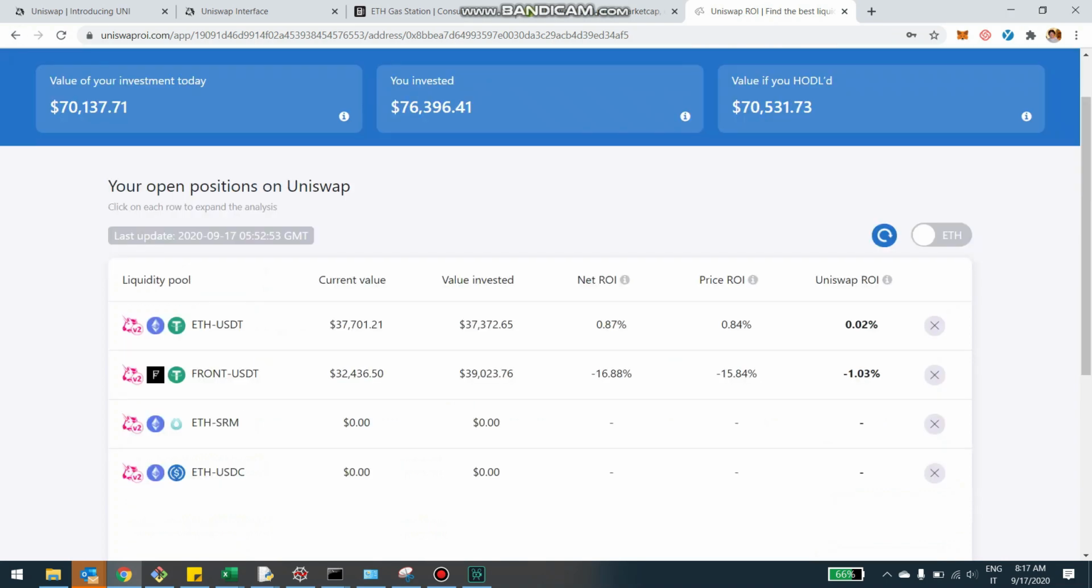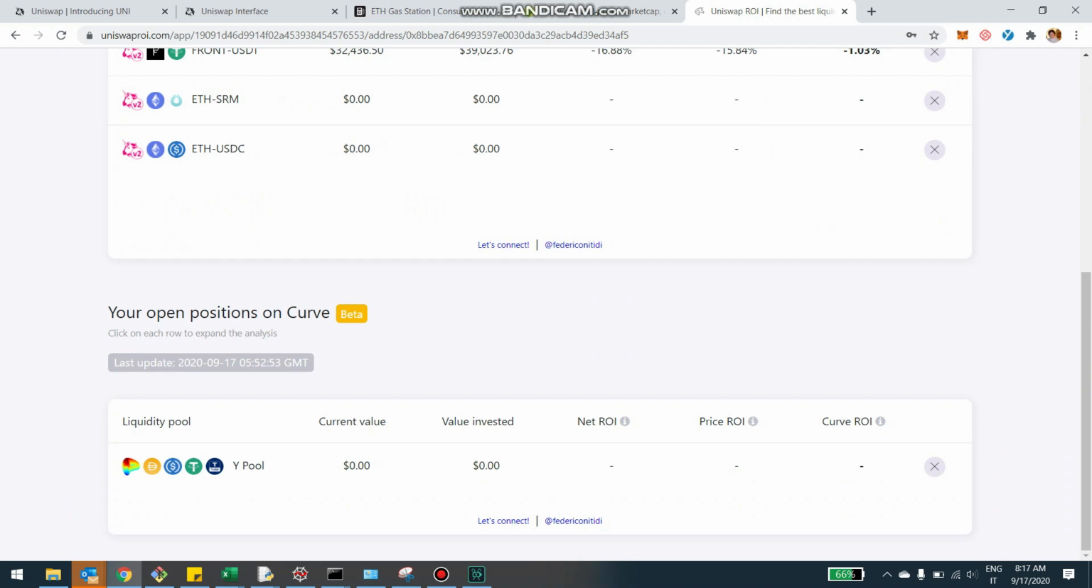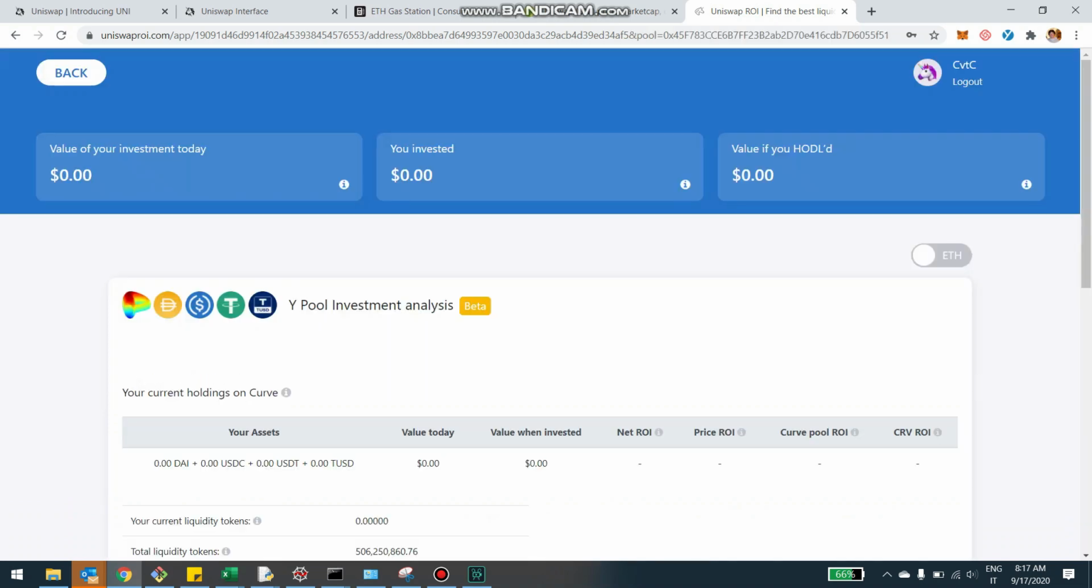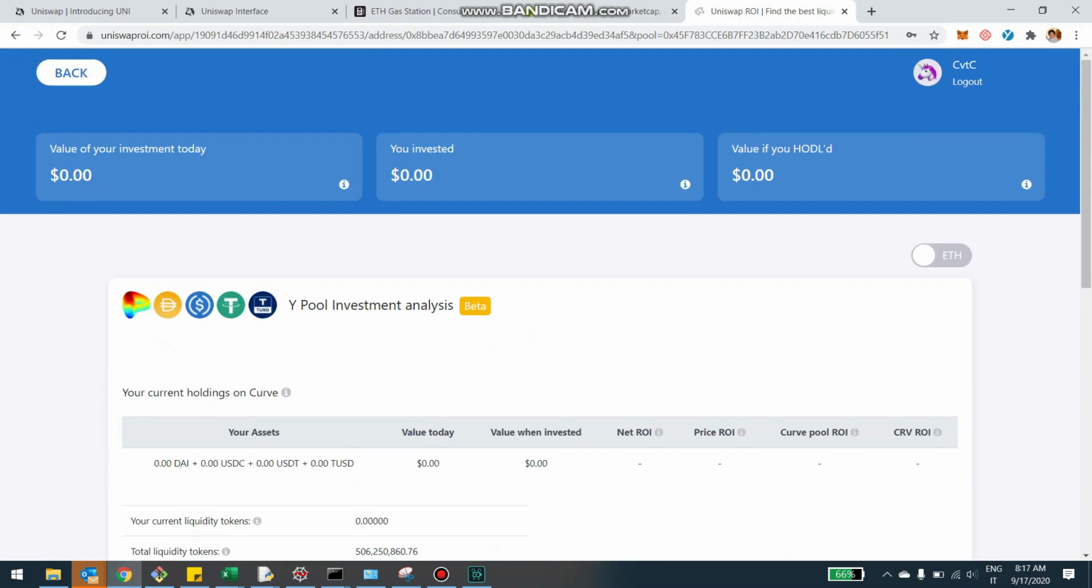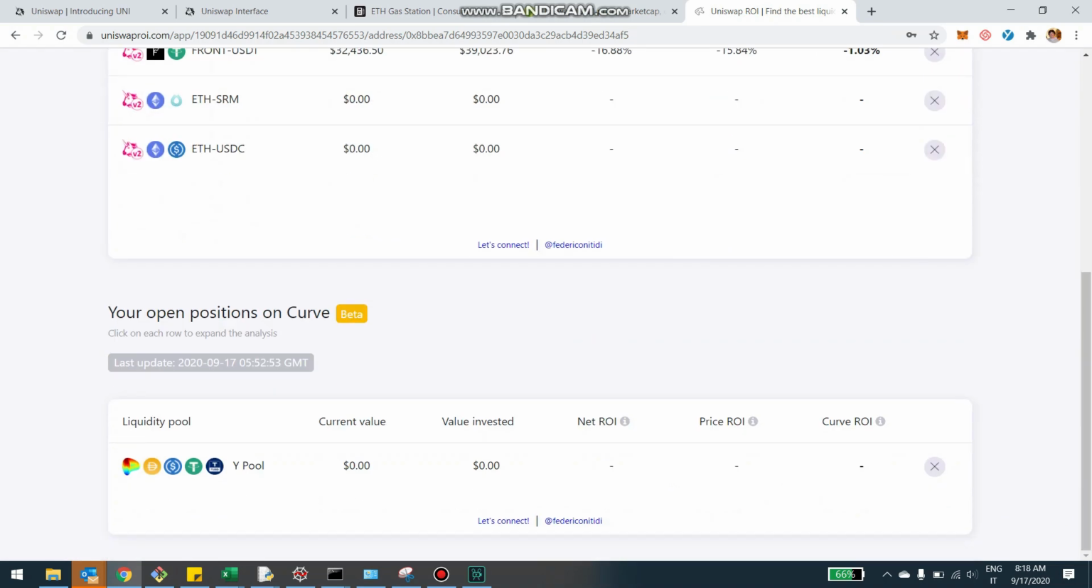Also, if you are providing liquidity in Curve, in particular to the Y pool, you're still going to be able to click here and find a detailed tracking of your liquidity and your investments. This is still in beta, but I know many of you are already using it, and it's great to see that.